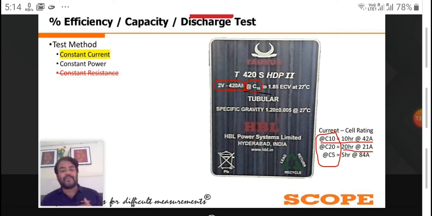Same is the case with the ECV. ECV is generally kept at 85% to 90%, any value in between, depending upon the manufacturer. They decide what the ECV is. Generally, it is 85% to 90% of the rated voltage. So if the battery is 2 volt, then somewhere in between 85 means 1.7 volt to 1.8 volt. So that will be the ECV.